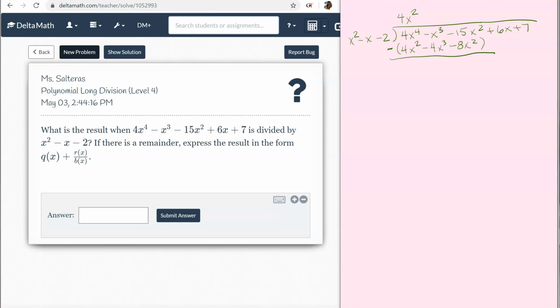Parentheses, minus sign, erase or replace. So this is becoming negative, positive, positive. This cancels out. This is going to be 3x cubed, right? And then here we have negative 15 plus 8, so that's going to give us a negative 7x squared. And what we didn't use, we're just going to bring down.